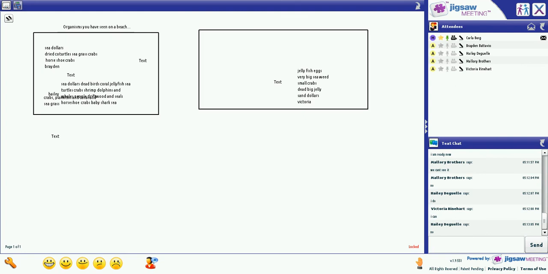Okay, so these look like some great organisms that you guys have seen up on the beach. Take a second and look over each other's lists. Okay, try to compare. Have you seen any of these animals? Have you not? And then we are going to go ahead and take a look at a PowerPoint that talks about all the different parts of a beach.